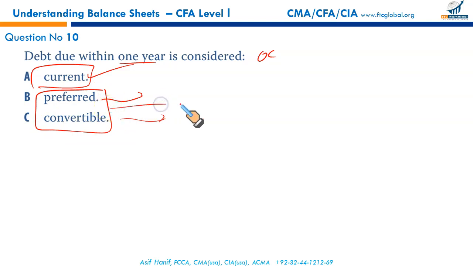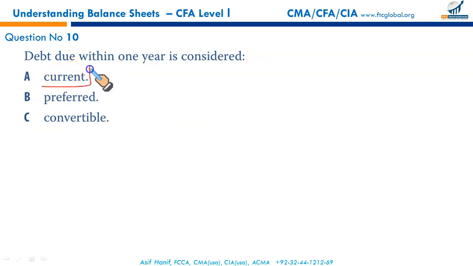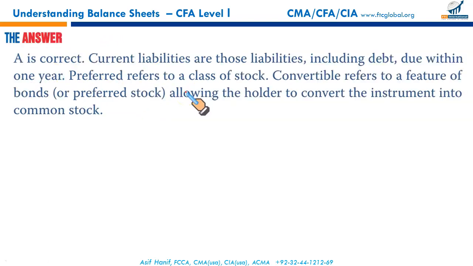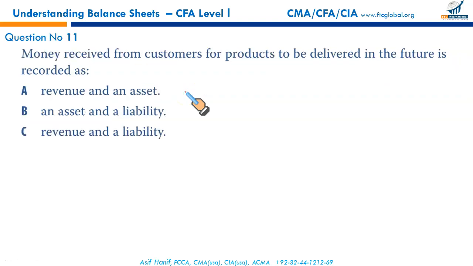So this doesn't determine a current liability. Preferred stock is a class of stock and convertibility is a feature that might be attached to a bond or a preferred stock that is convertible to a certain number of common shares, as we discussed in our EPS calculation. So this is the debt to be paid within 1 year and it's a current liability. A is the right answer.